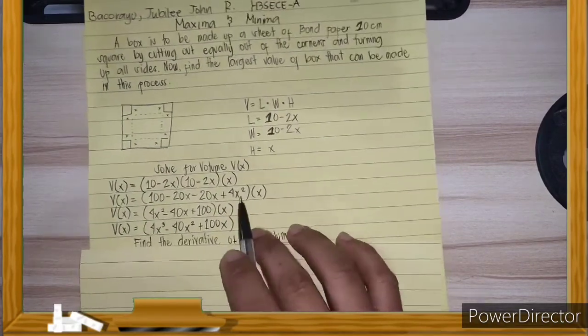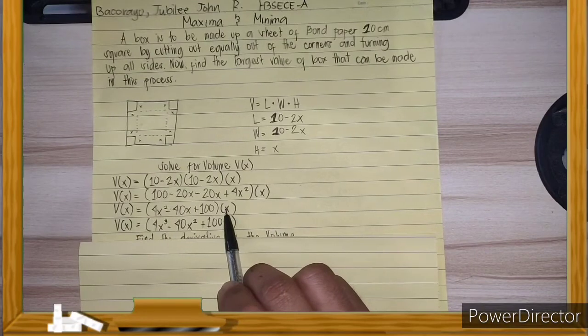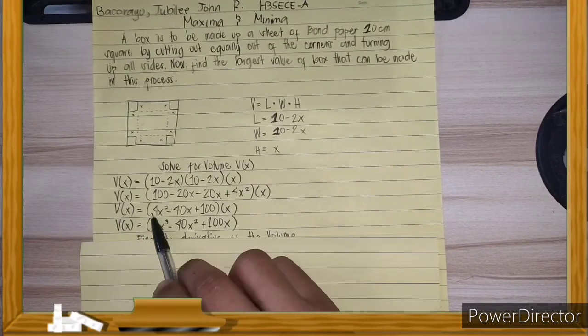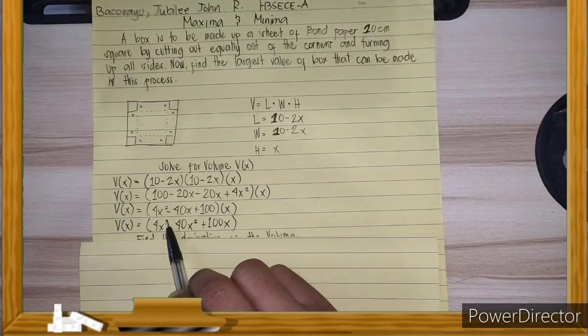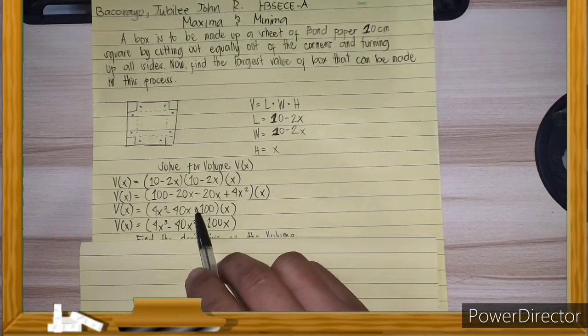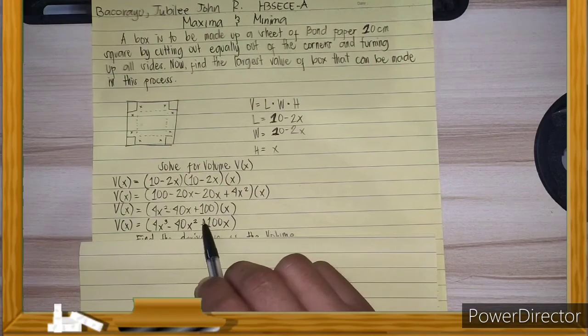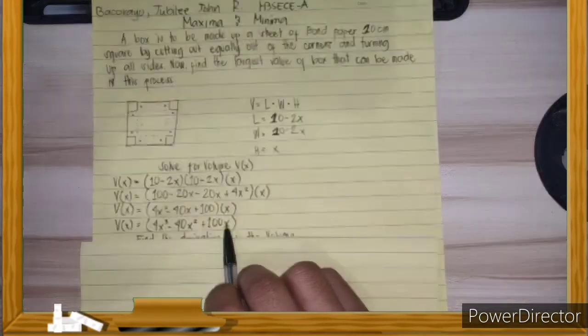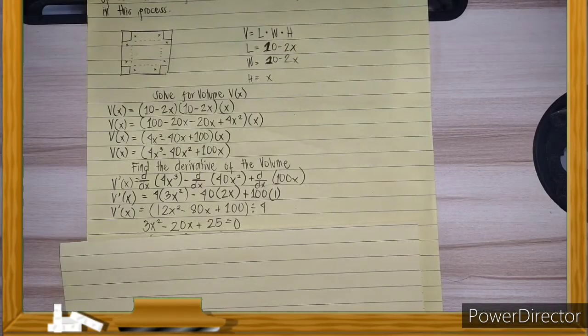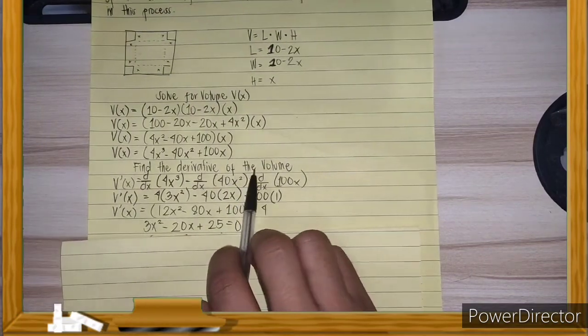Next, we need to distribute the x to the left side. So x times 4x squared is equal to 4x cubed, and then x times negative 40x is equal to negative 40x squared. x times 100 is equal to 100x. So next step, we need to find the derivative of our volume.